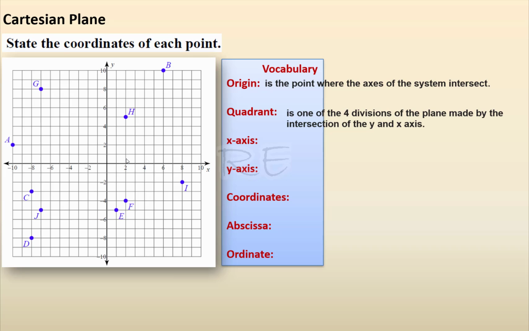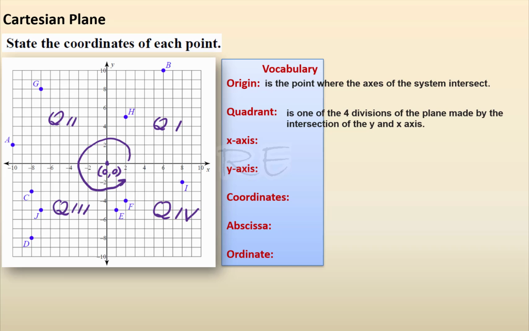Quadrants are read counterclockwise and are usually counted with Roman numerals. The first subdivision will be quadrant 1, the second one quadrant 2, then quadrant 3, and finally quadrant 4. We call the intersection of the axes the origin, which is (0, 0).